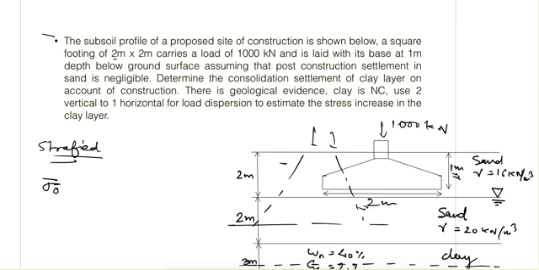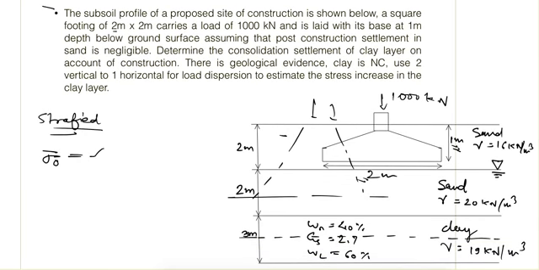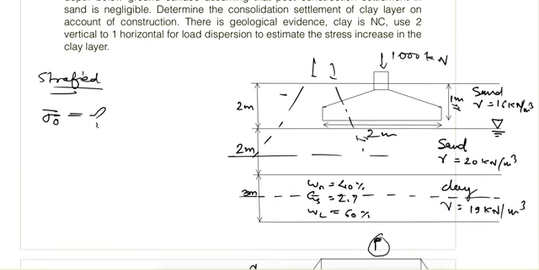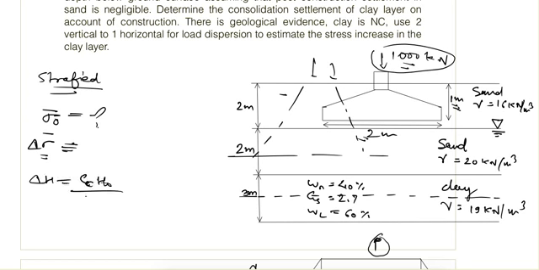So now we will find out the initial overburden pressure, and then the increase in overburden pressure due to the building's load coming. Here the load is given, so there will be some stress due to this load. We have to find this, and then we can simply apply our formula, that is delta H is equal to Cc H naught upon 1 plus E naught log of sigma naught plus delta sigma upon sigma naught.